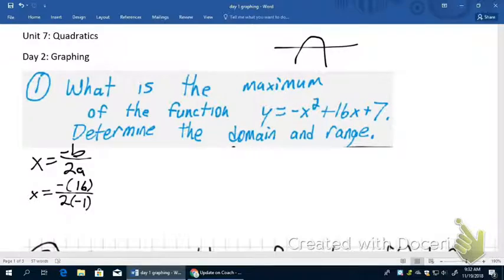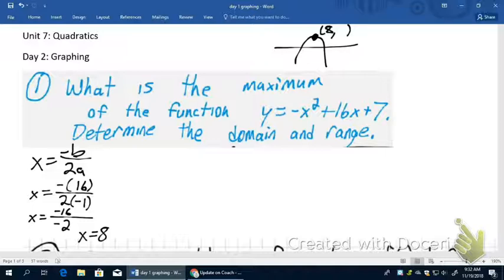And so I'm going to simplify that down. That's going to be negative 16 on top. 2 times negative 1 in the denominator would be negative 2. Negative 16 divided by negative 2 is 8. So x equals 8 is my x value of the vertex. I'm going to reference my graph that I sketched out really quick. Wherever this vertex is, it's got an x value of 8, which I've already figured out.